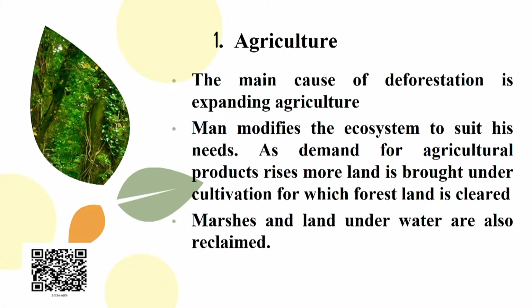The main cause of deforestation is expanding agriculture. Humans modify the ecosystem to suit their needs. As demand for agricultural products rises, more land is brought under cultivation, for which forest land is cleared. Marshes and land under water are also reclaimed. These activities cause ecological destruction rather than gain in terms of crop yield. Continued agriculture over a long period of time exhausts nutrients in the soil and renders this forest land unfit for cultivation, and there is large scale soil erosion and degradation.